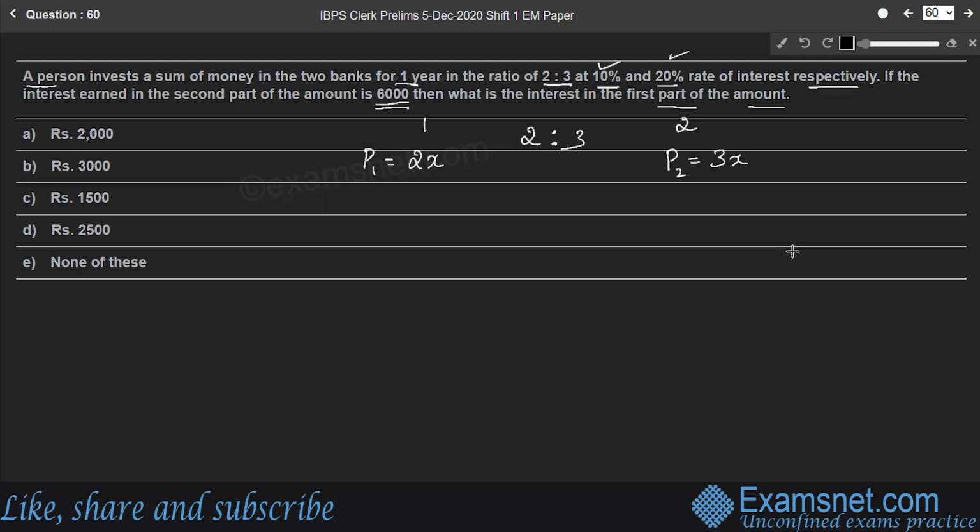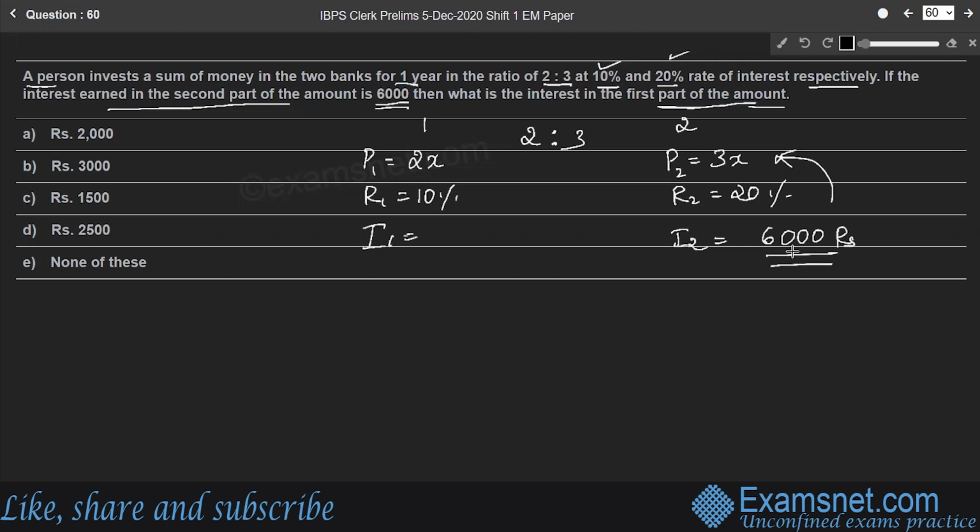And rates of interest. In the first bank, the rate of interest is 10%. And in the second bank, it is 20%. Right? And interest earned in the second part of the amount, that is, interest earned in the second bank, is 6,000 rupees. For the amount 3x, he has earned interest of 6,000 rupees in the second bank. So we have to find the interest earned in the first bank, that is, for the amount of 2x rupees. Here the time period is 1 year. So in the first bank also it is 1 year. In the second bank also it is 1 year.